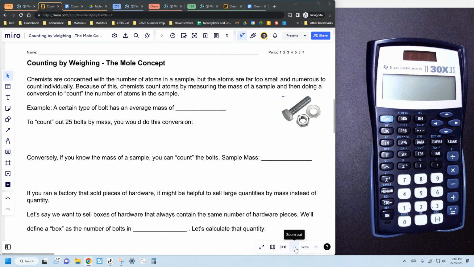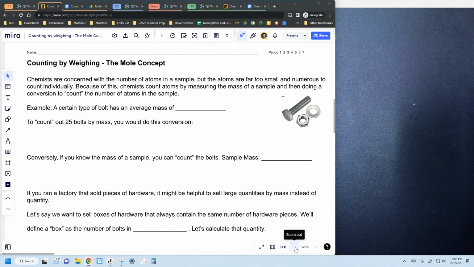How many atoms, how many molecules. But they're too small to count by hand, right? You're never going to be able to go in and count up the number of carbon atoms in the sample or something like that. So we don't do that as chemists. We count by measuring mass. And again, we're going to try to build out the concept behind this with an example that you can see.